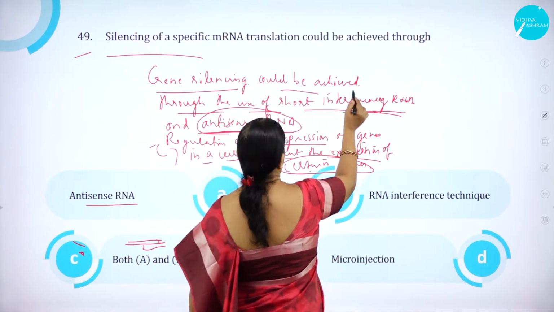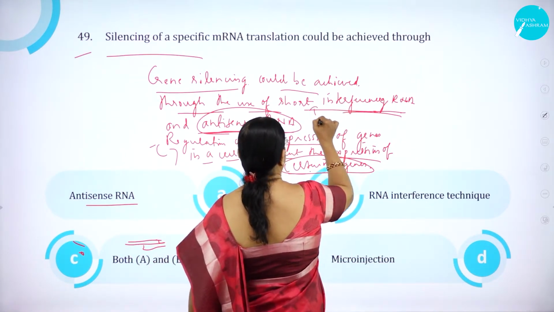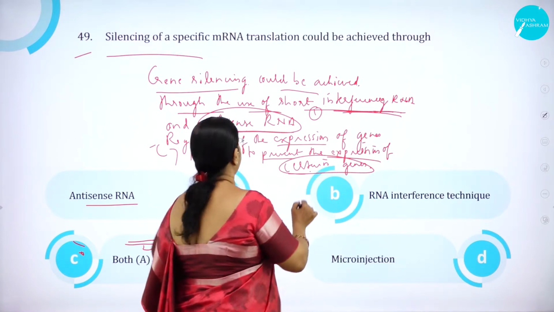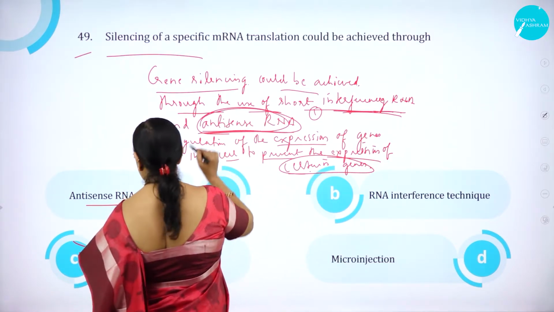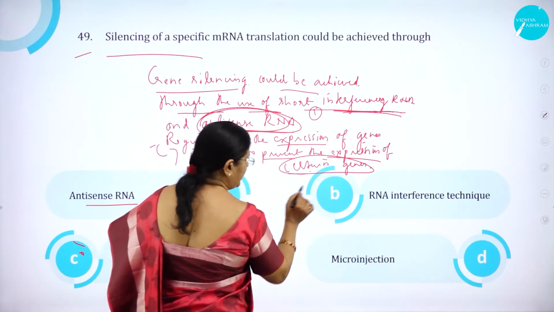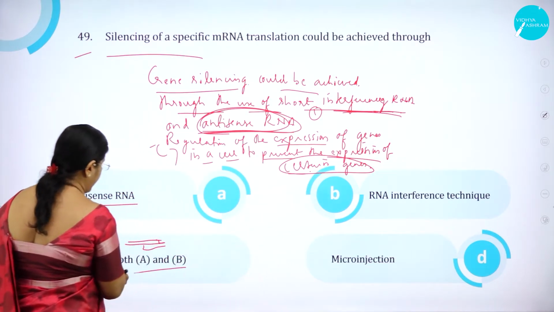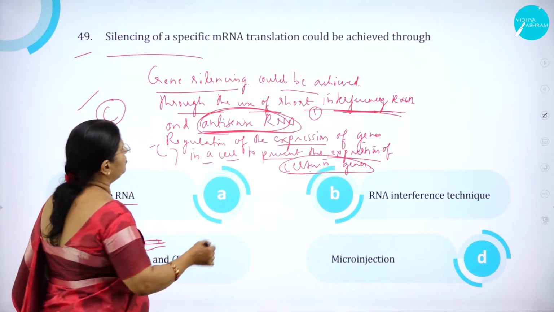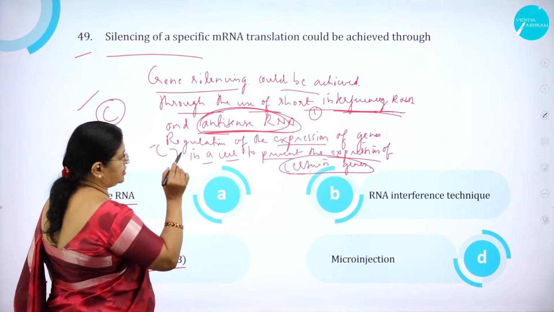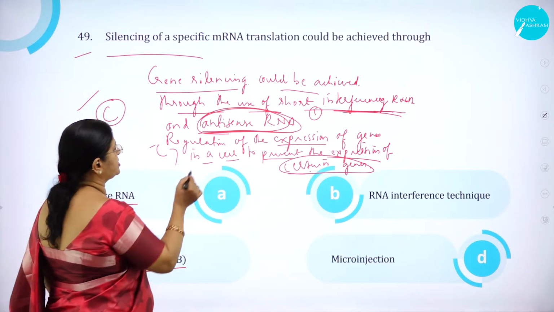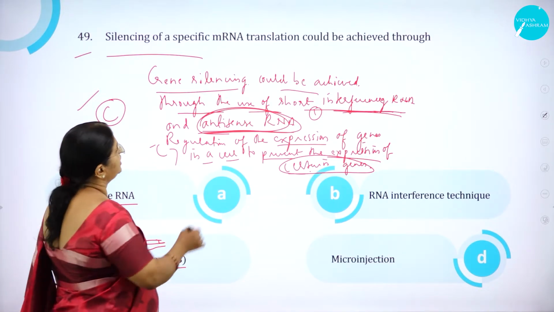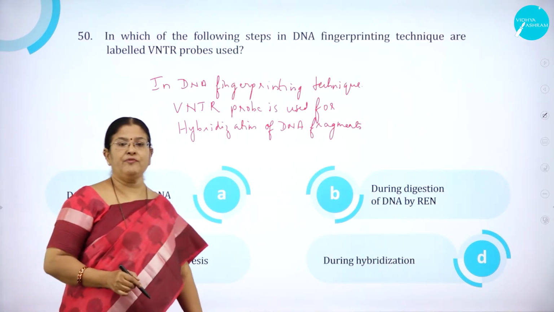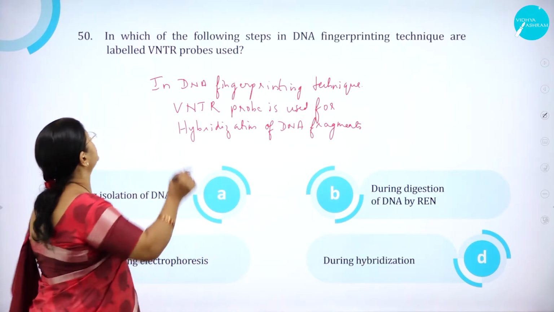So one is short interfering RNA as well as antisense RNA. So A and B both are used. So option C is correct. Both RNA interference is used as well as antisense RNA is used. So moving on to the 50th question.